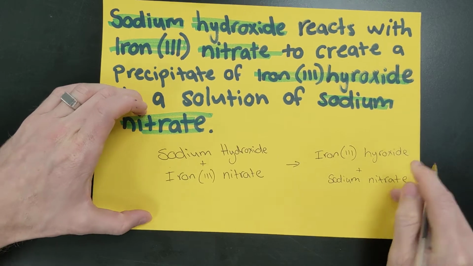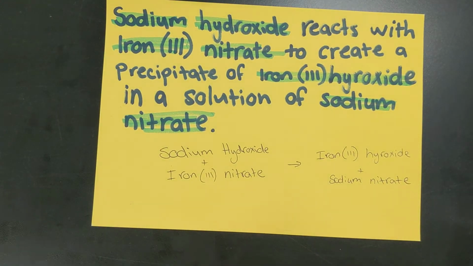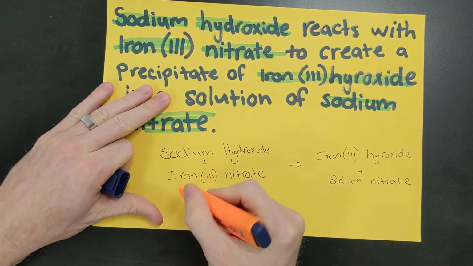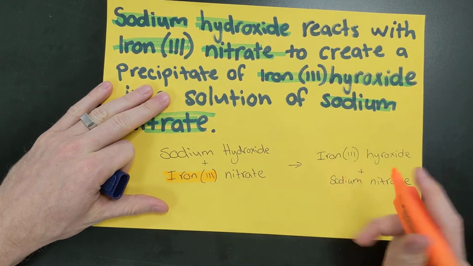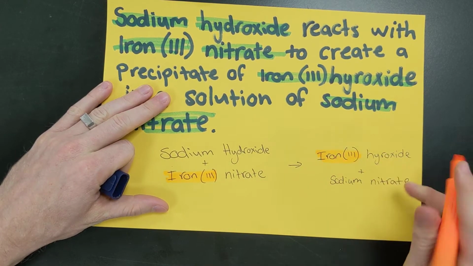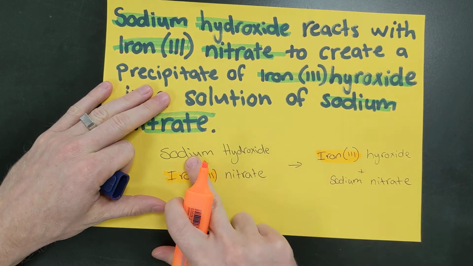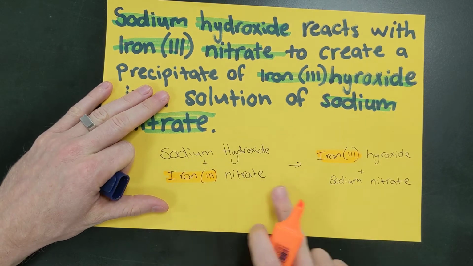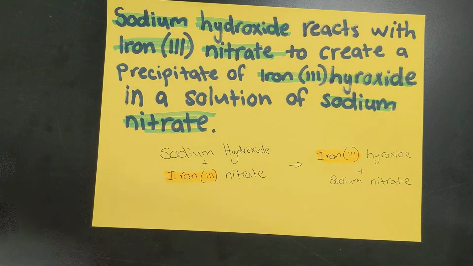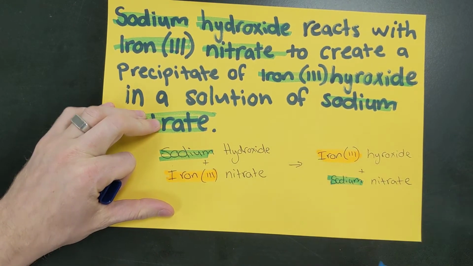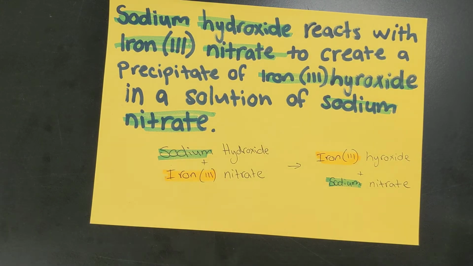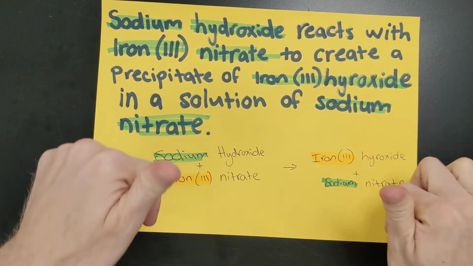Now, all we can see is this has been a very simple method of swapping partners. You can see that iron, who was previously partnered with nitrate, is now partnered with hydroxide up at the top, where sodium has swapped partners with iron and has now ended up as a partner with nitrate. You can see that that is just an example of a double displacement. Both of them have displaced their partners. So we've had a bit of a swap.